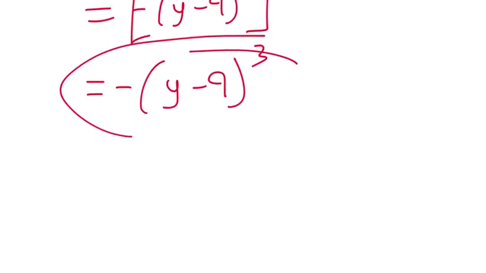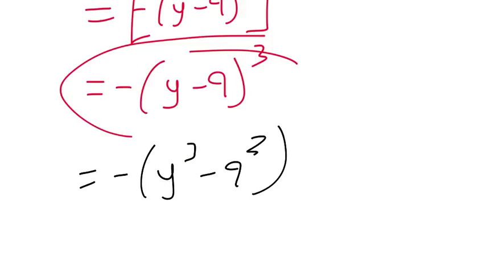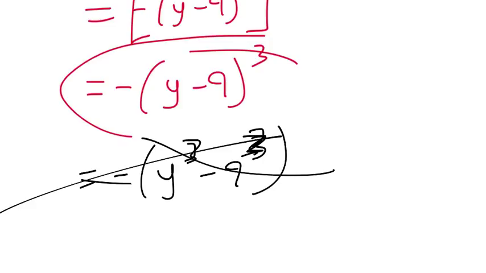Students are tempted to say that this is equivalent to this. That's bad, kids. It's bad because there's no distributive power of exponents. That 3 can't multiply on the inside to everything. So you cannot do this, okay?